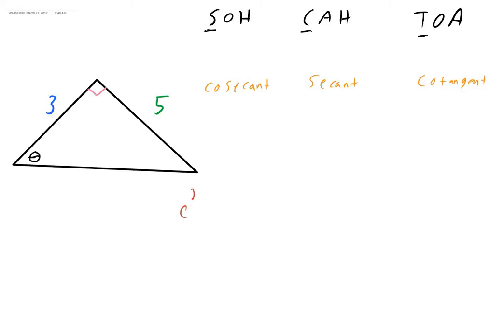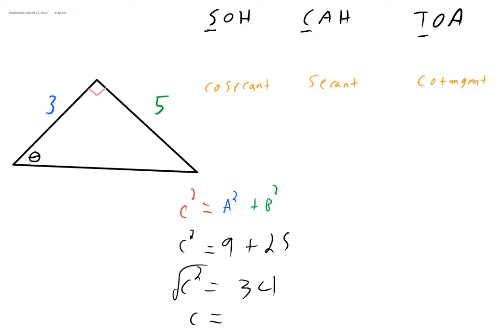We have C squared is going to equal A squared plus B squared. But it really doesn't matter what your A and B are in this case in terms of where you put them. It's really just important to understand that C needs to be by itself on the left side, and that's what we're solving for. So C squared equals 3 squared, which is 9, plus B squared, which is 25. Therefore, C squared equals 34, and we want to get C by itself, which means that you square root both sides, which means C equals root 34.